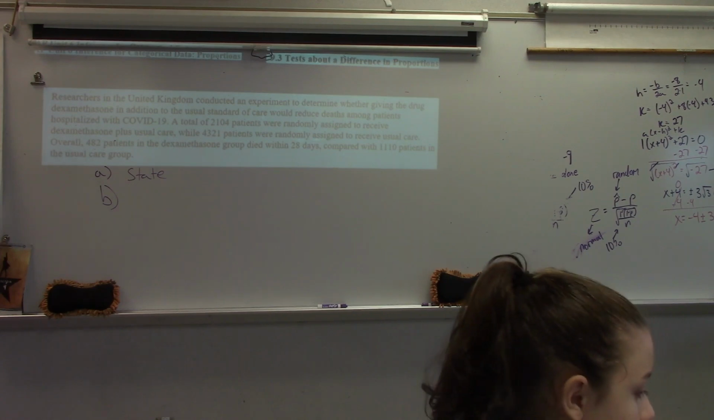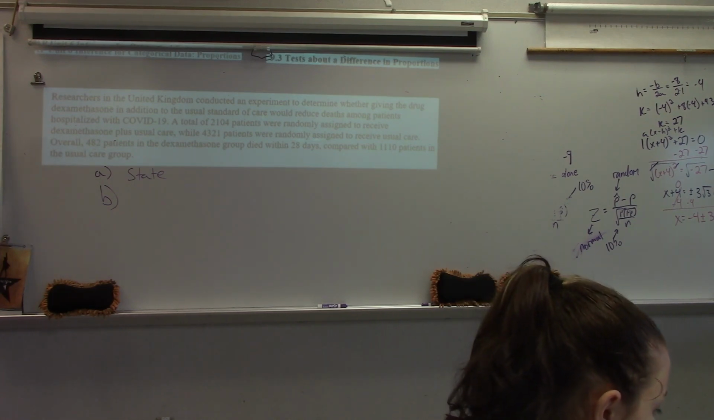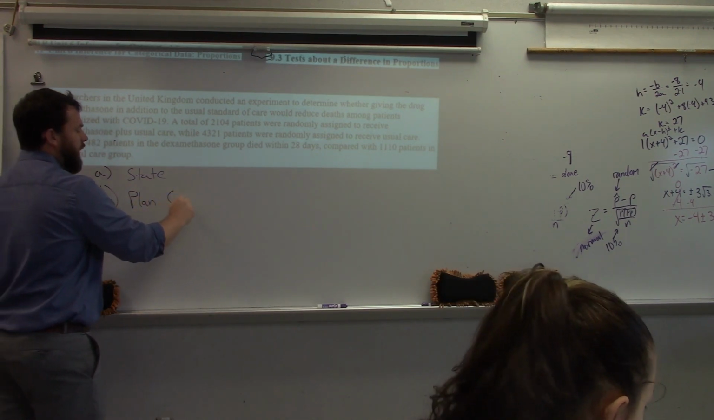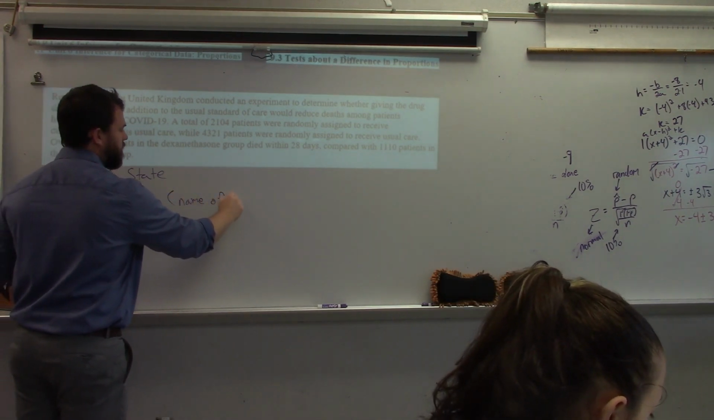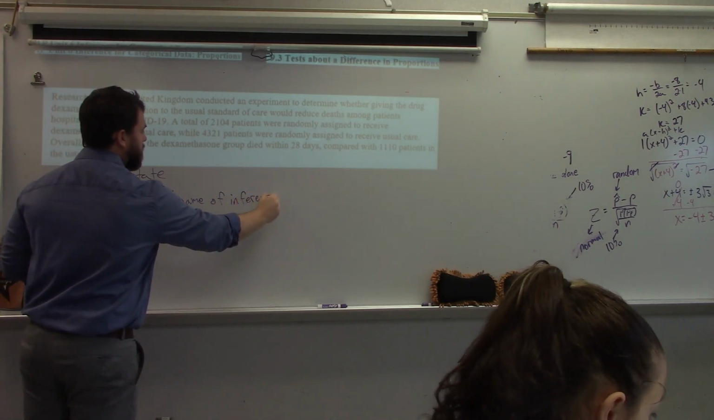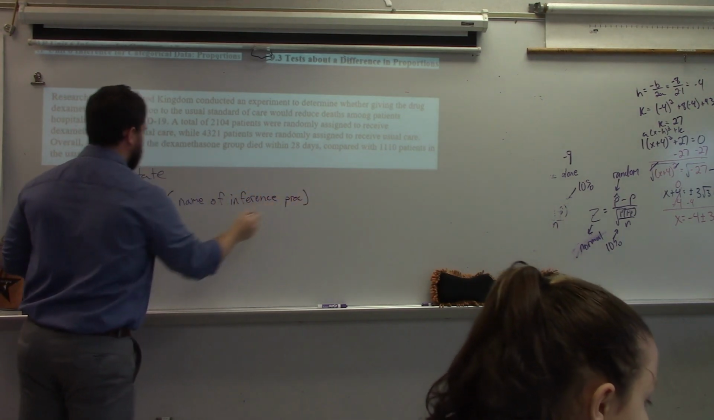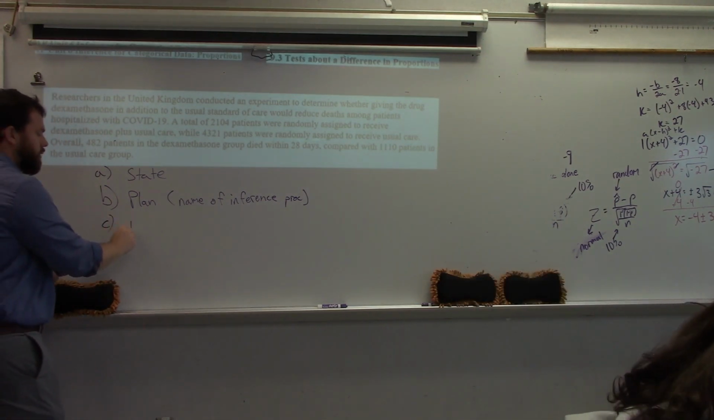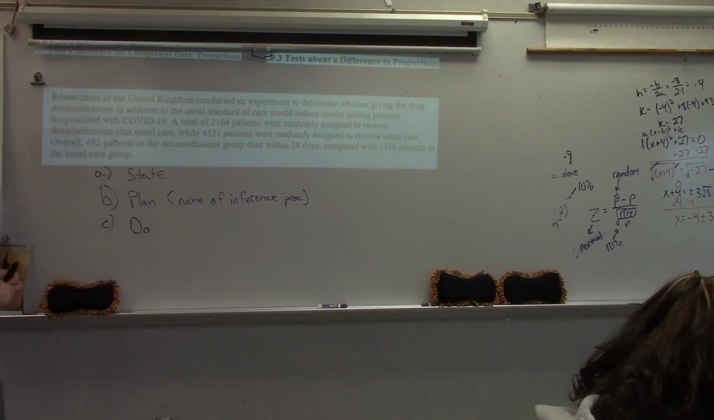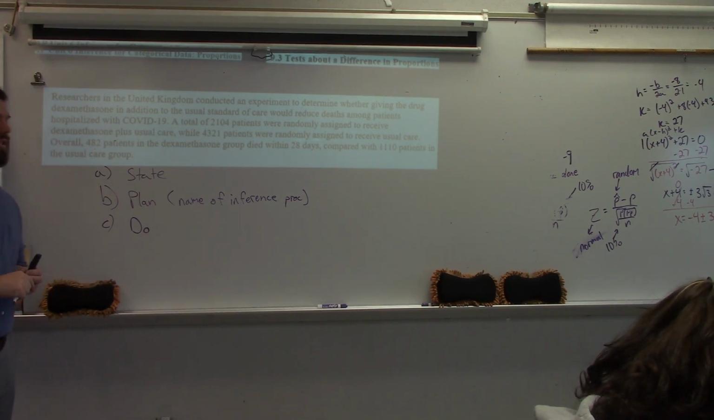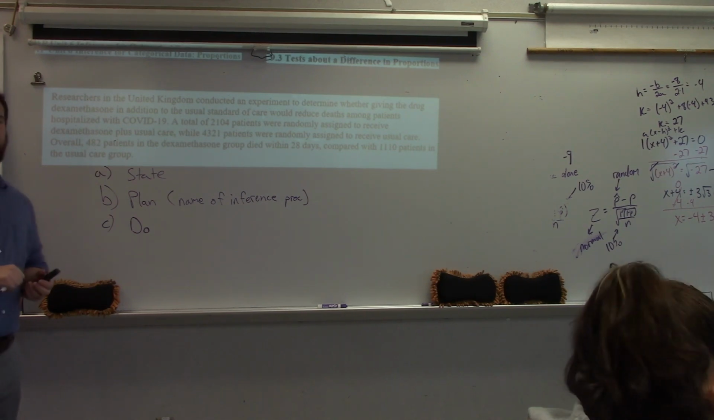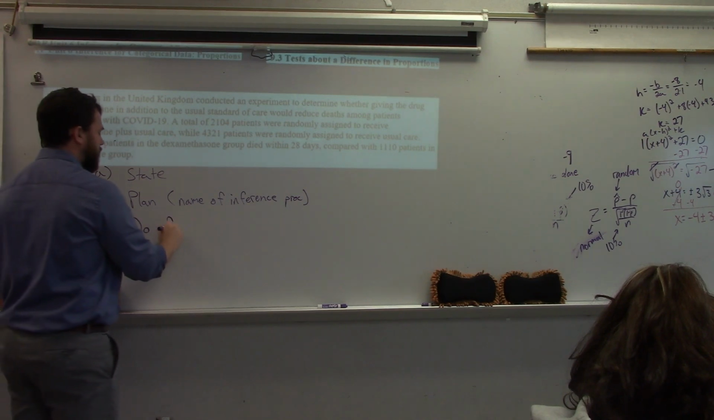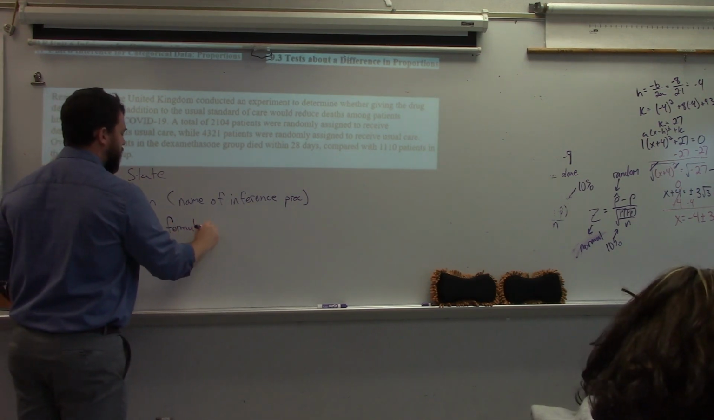It says show that the conditions for the inference are met. That is my plan. Remember to include the name of the inference procedure. So then the C is my do. A lot of us did not have these notes in our FAIR models, and we need to make sure this is included. What is required for the do section of this? We need our formula. We need a normal curve.